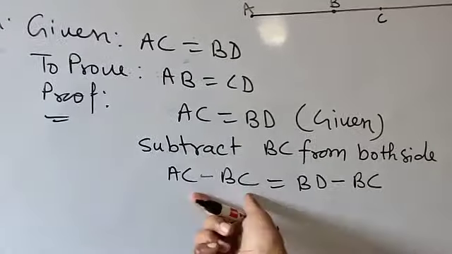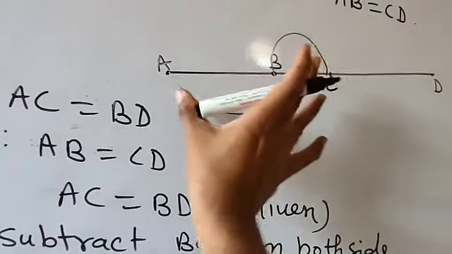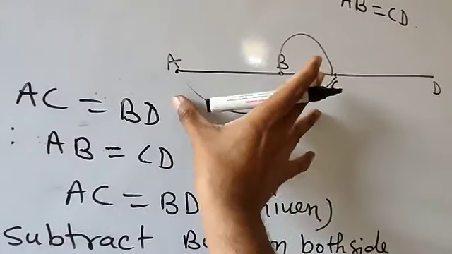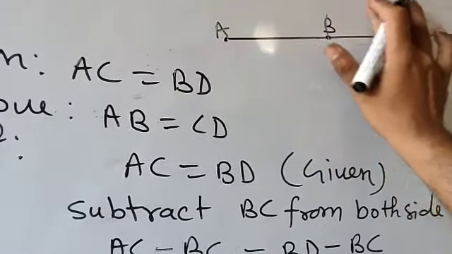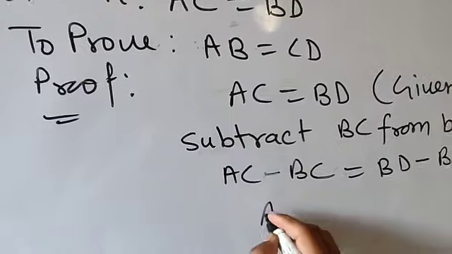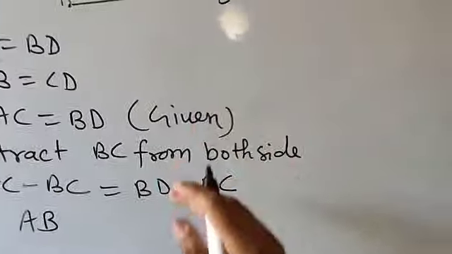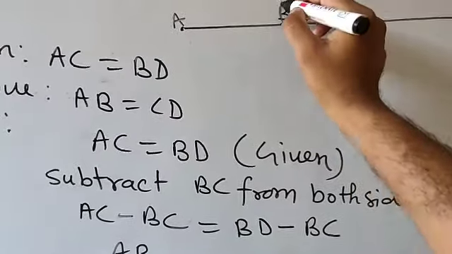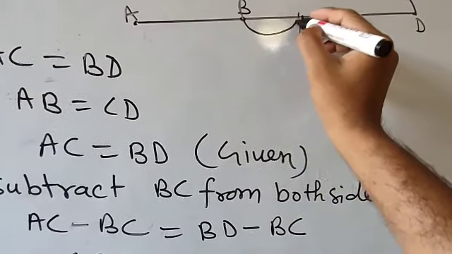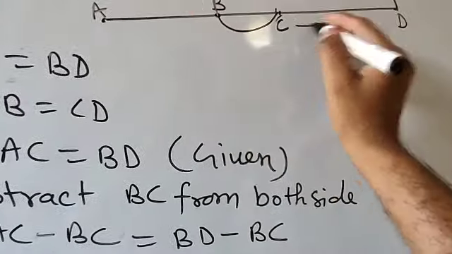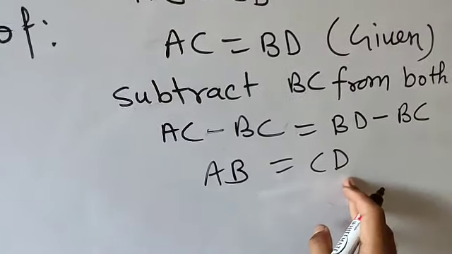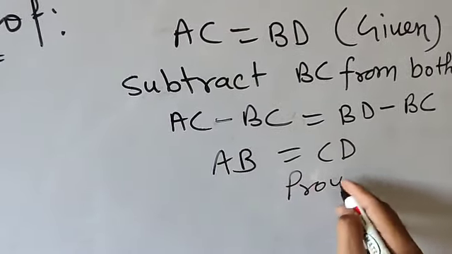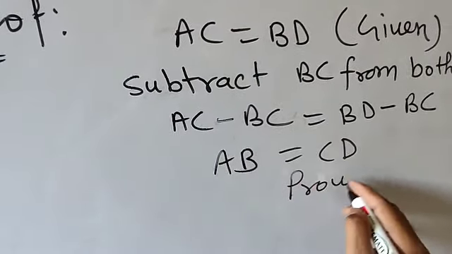Now look at the diagram. AC minus BC, if you subtract BC from AC, that is equal to AB. So here you can write AC minus BC equal to AB. In the same way, BD minus BC is equal to CD. So here you can write CD. So AB equal to CD. It is proved. So it is question number 6.